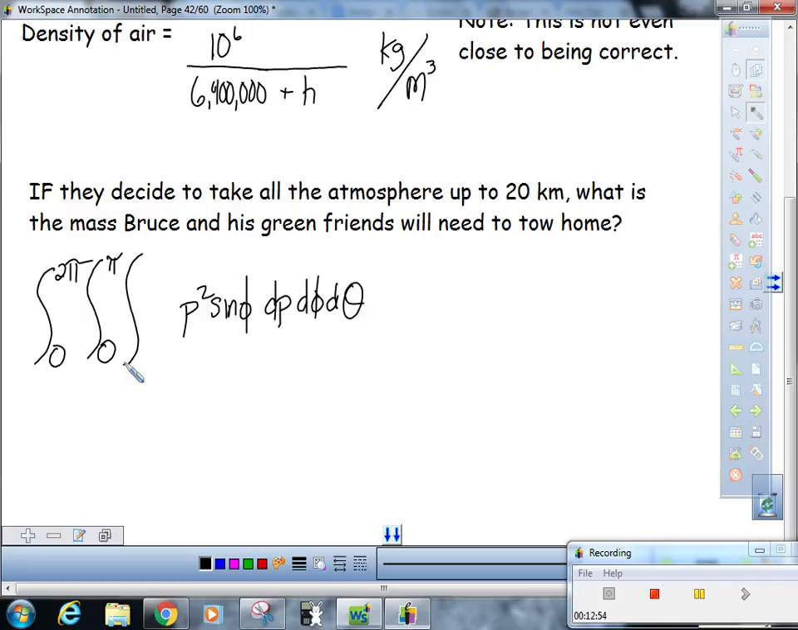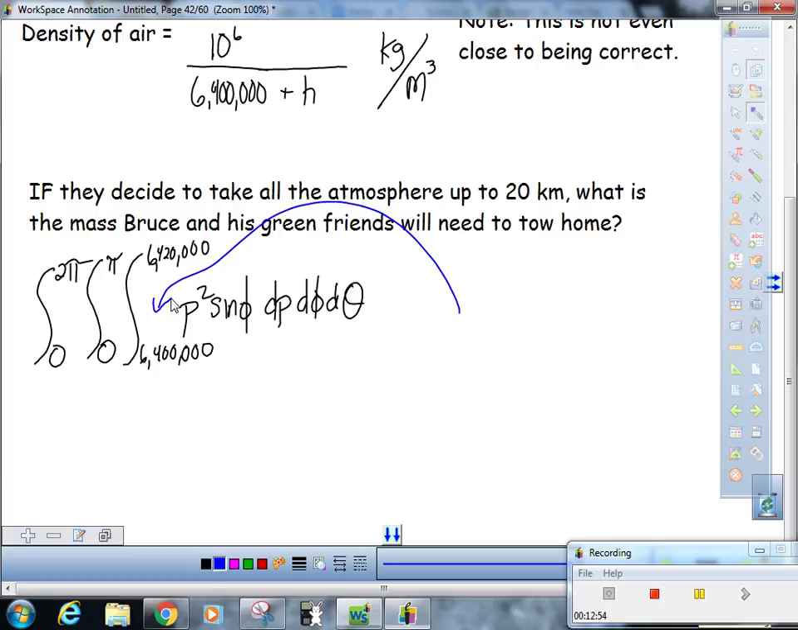What's our radius doing? What's our rho doing? It's going from 6,400,000, which is the air on the surface of the Earth, to 6,420,000. Now, I've screwed this up, so I'll rewrite it in the next one. But what have we not taken into account at all? The density of the air, okay?